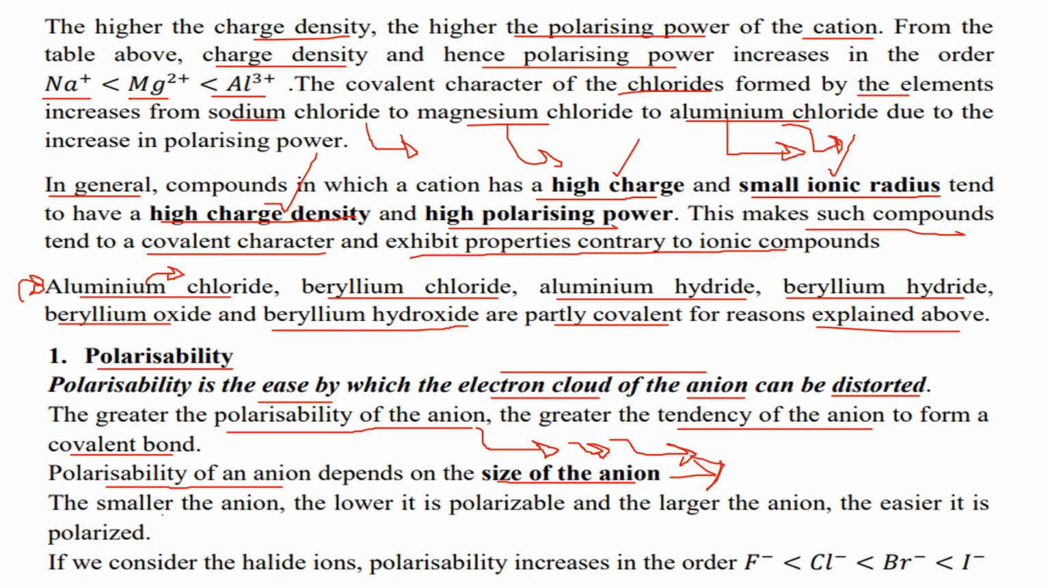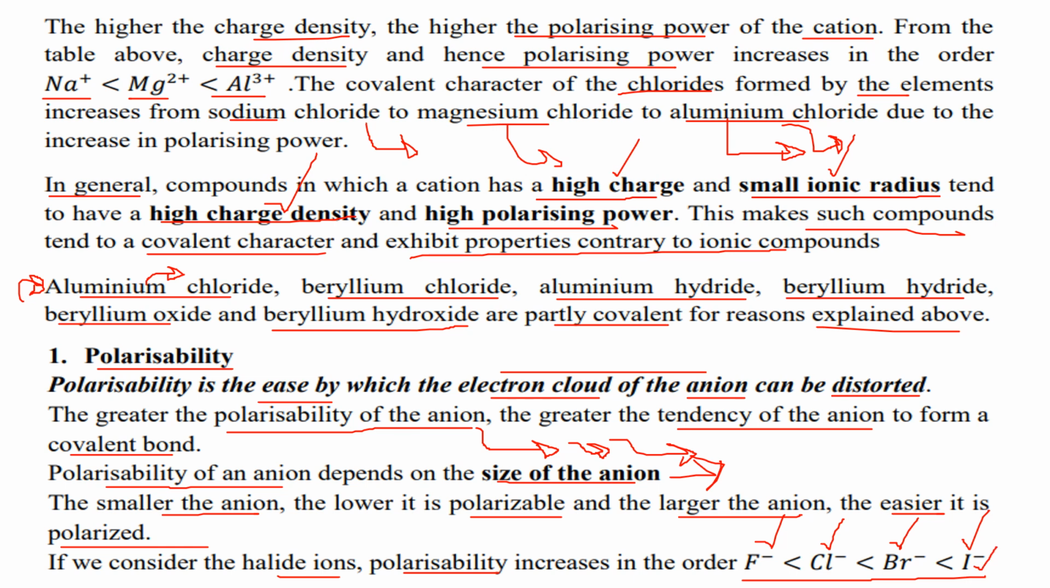And you're going to say that the smaller the size of the anion, or the smaller the radius of the anion, the lower its polarizability. And the larger it is, the easier it's going to be polarized. So if you consider the halide ions, polarizability is going to increase in this order. Iodide is going to be easily polarized compared to bromide, and bromide is going to be easily polarized compared to chloride, and chloride is going to be easily polarized compared to fluoride.